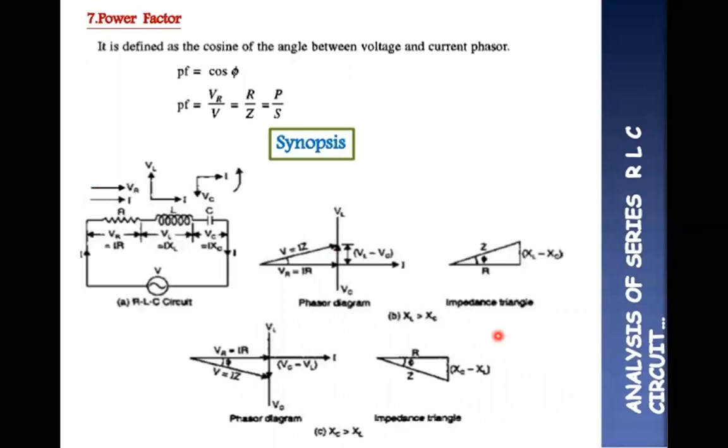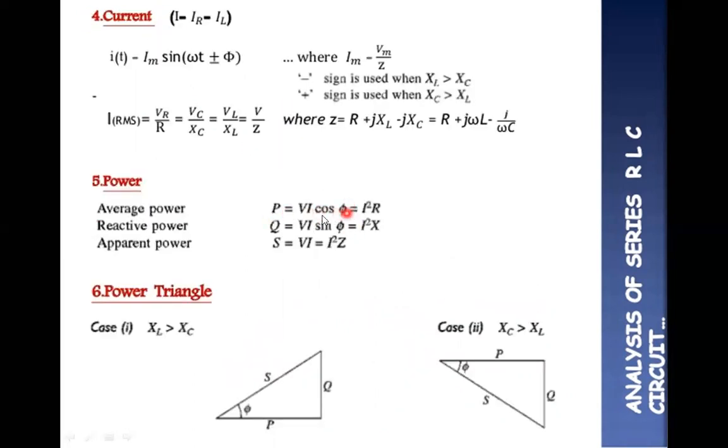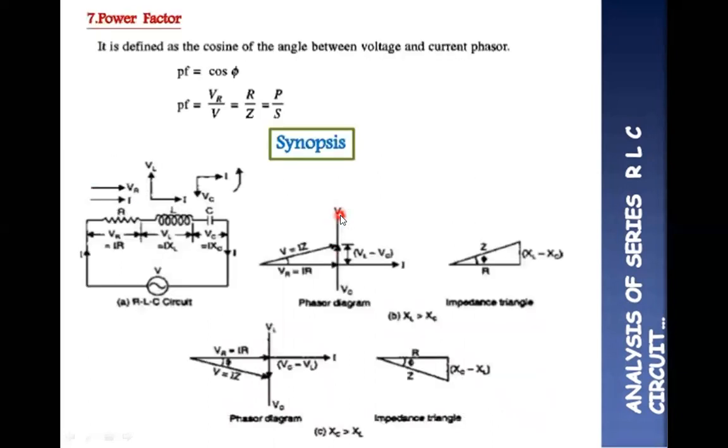Power factor is nothing but cos φ, which is defined as the cosine of the angle between the voltage and current phasor. So this comes as VR by V, cos φ, or we can say R by Z or P by S, because here we have seen that this can be R by Z or P by S.